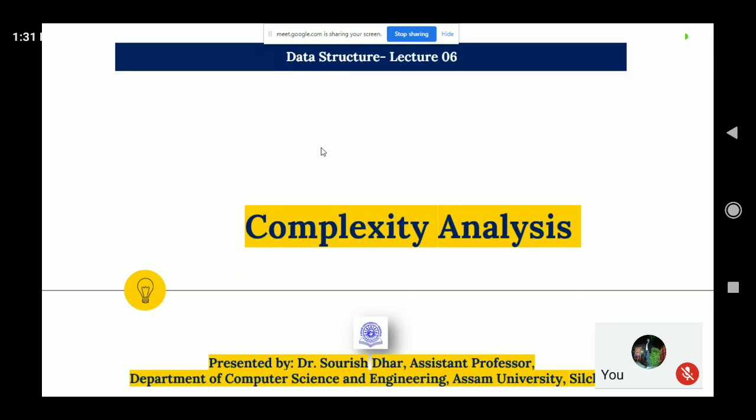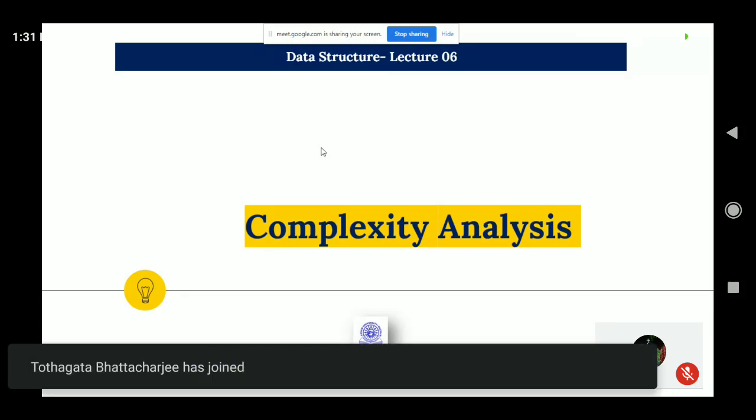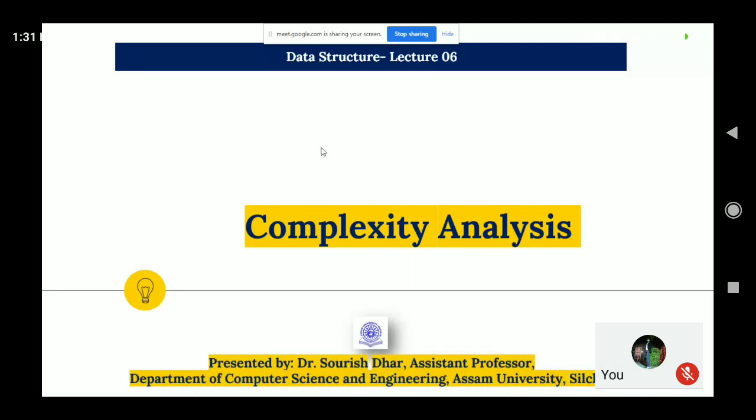Widespread applications in learning or in understanding data structure and its algorithms. So let's start.